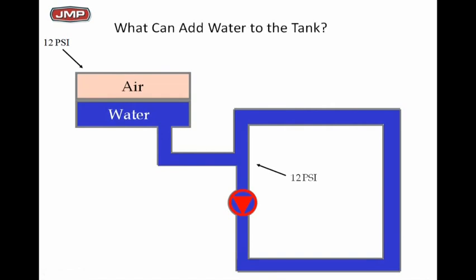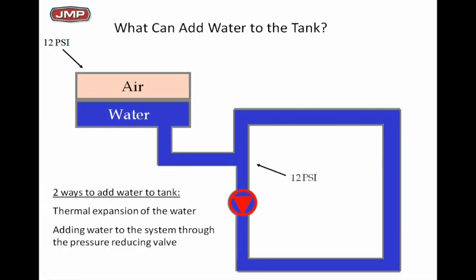Let's take a quick look. This is a closed system. I've got a pump pumping away from the expansion tank. I got the tank pressurized at 12 pounds. I got my system at 12 pounds. What can add water to the tank? There's really only two ways that we can add water to that tank. And adding water to that tank is really the only way that we're going to change the pressure.